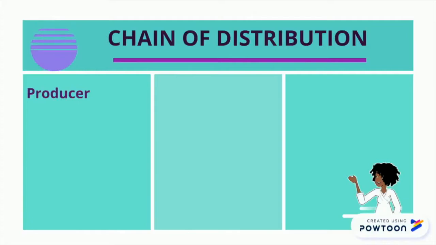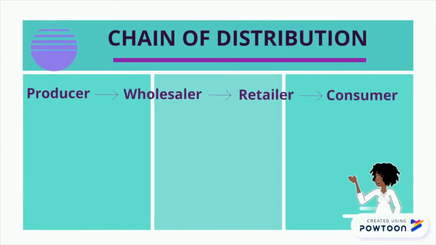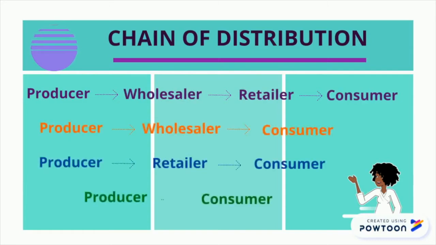Now they're linked through something called the chain of distribution. This is how goods get from the producer to the consumer. And these are all the different chains of distribution.